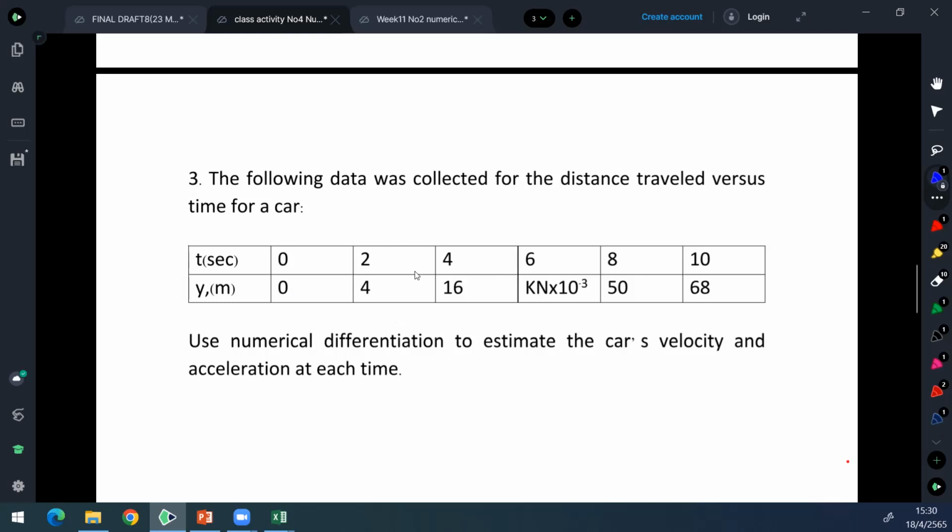What can we do for this case? What do you think? We have the tabulated data like this. We have time as 0, 2, 4, 6, 8, and 10. What do you think? How can we do this? We would like to find the velocity and acceleration. Velocity is what?